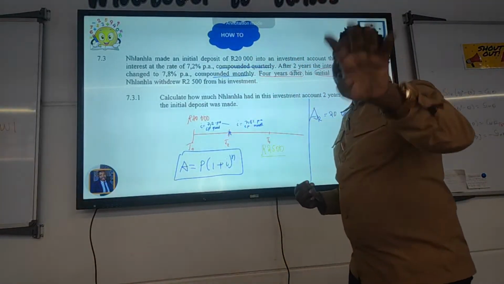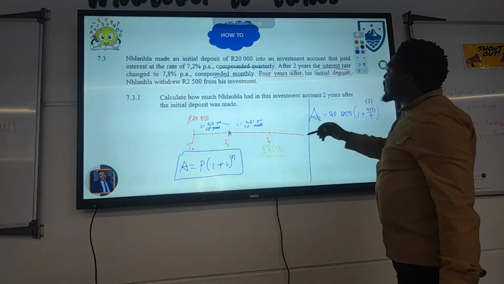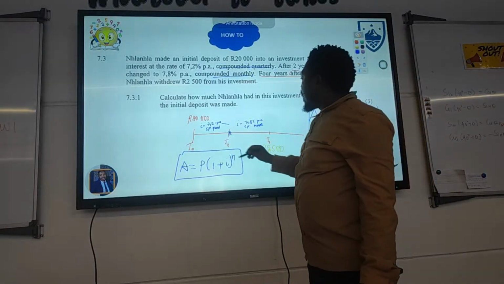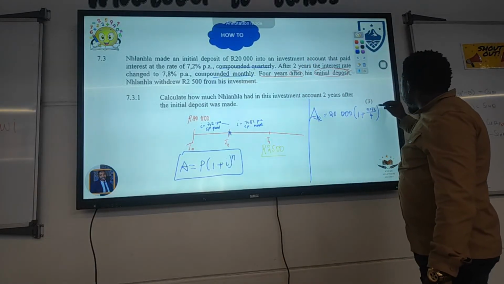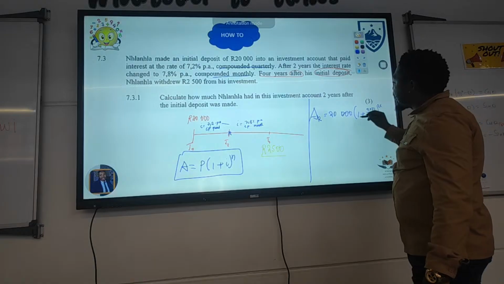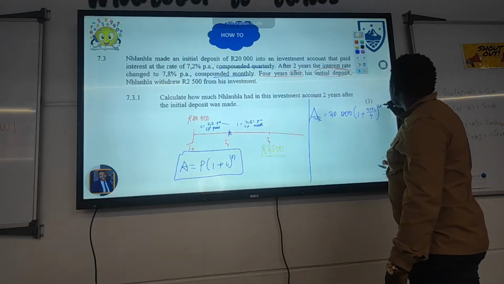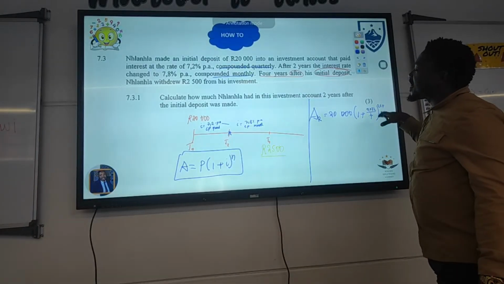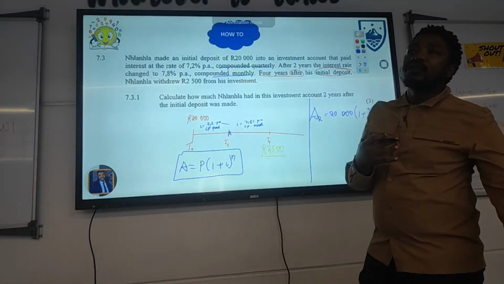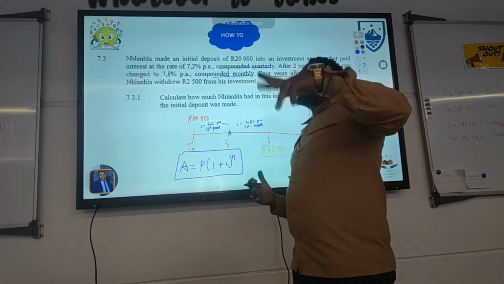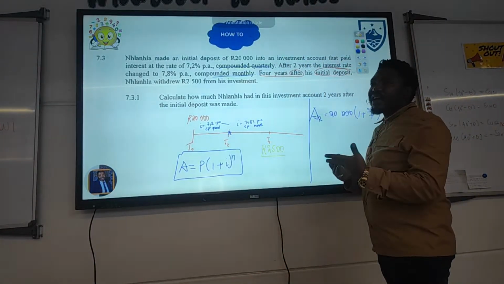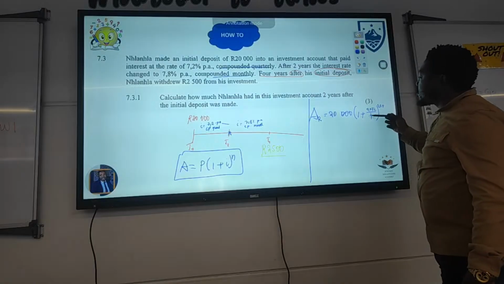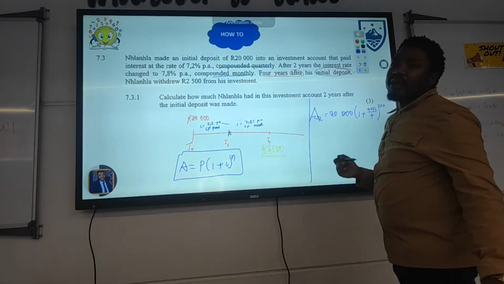So it's going to compound 4 times, and then we have the number of years, multiplied by the same 4, because remember it will be compounded 4 times in 1 year. So how many times will it compound in 2 years? It will be 8 times. How you can easily find that is to take the number of years and, because we divided by 4, also multiply by 4.